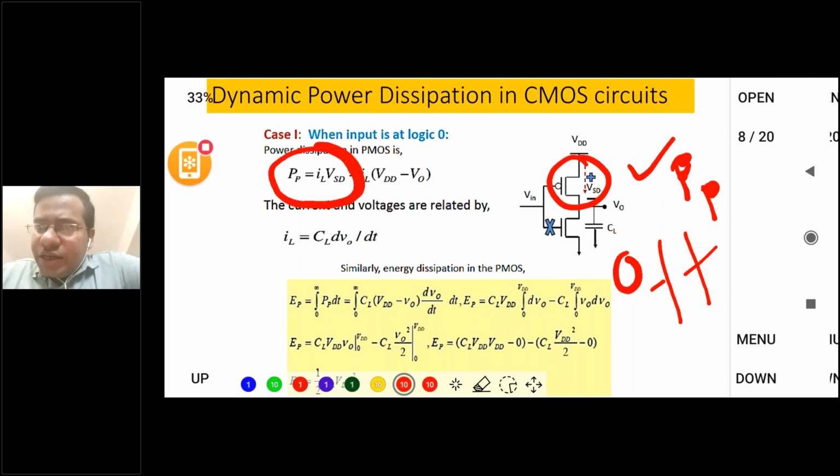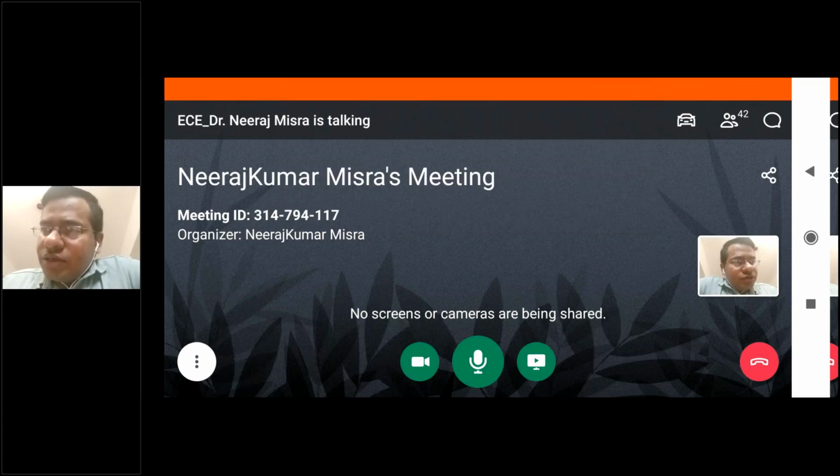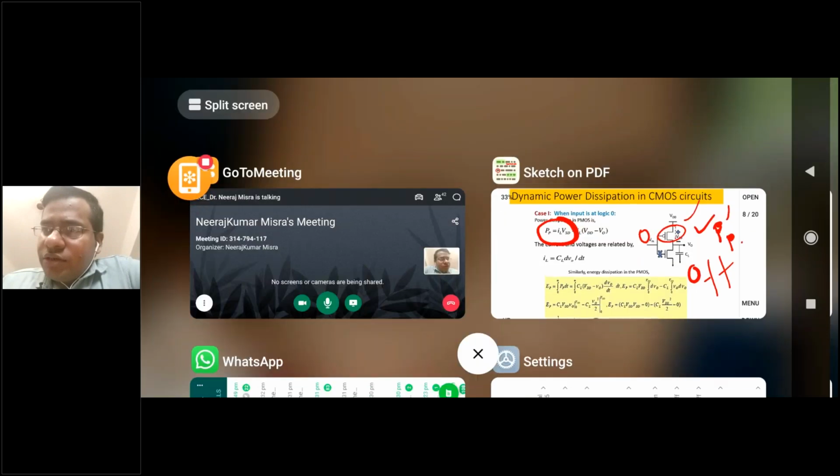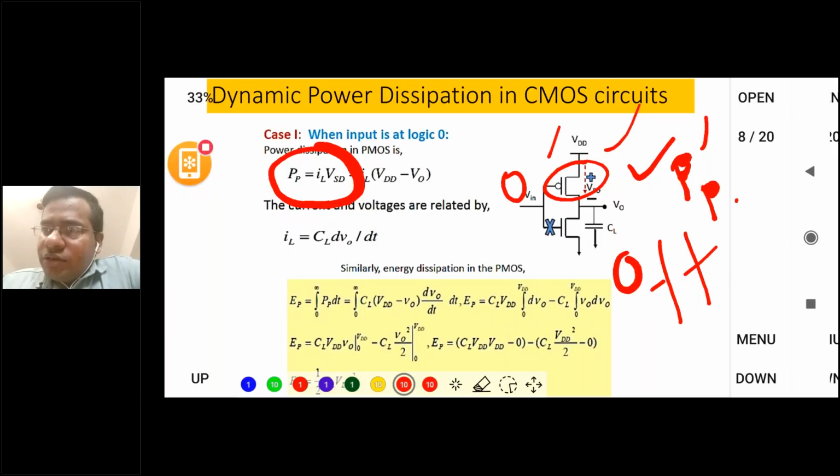The notation is correlated: P means P type, and that is its power dissipation. The NMOS is off, so there is no power dissipation there. Our main focus is on this PMOS only, because the input logic is 0. That means this transistor is in the active state, and that creates some problem: this transistor dissipates some power.